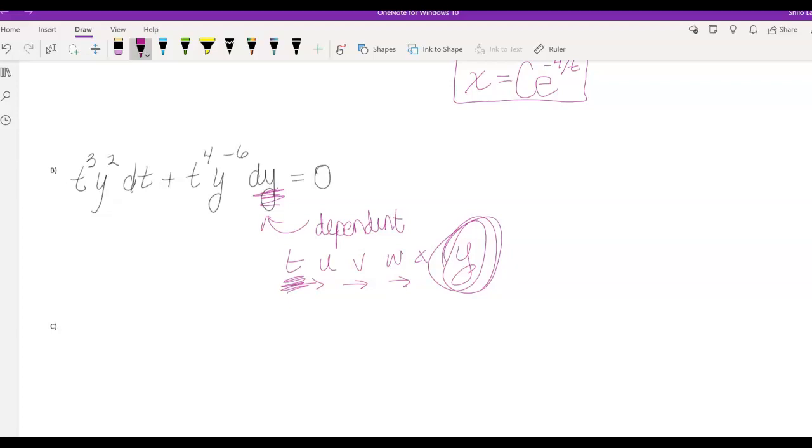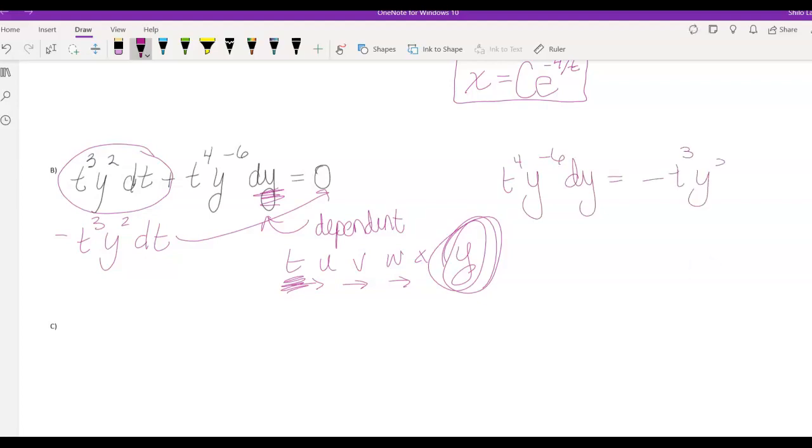So what that means is, if possible, at the end of this problem, I would like to solve for y if I can. The typical format we would see our answer in is y equals something. So I'm going to go ahead and leave the y terms on the left-hand side, and I'm going to try to move the t terms over to the right-hand side. So I am going to subtract this entire term from the left over to the right. And when we do that, we get t to the 4th, y to the negative 6, dy, equals negative t cubed y squared dt.